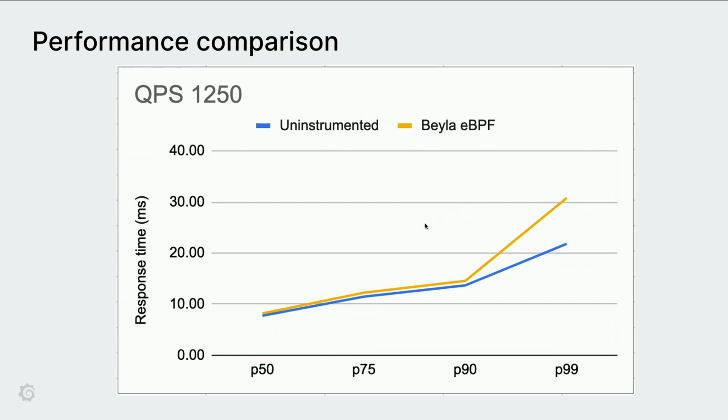Then we tried 1,250 requests per second, and here we only show the Beyla requests, and you can see that at some point for the higher percentiles, even with eBPF, the impact starts to be noticeable.